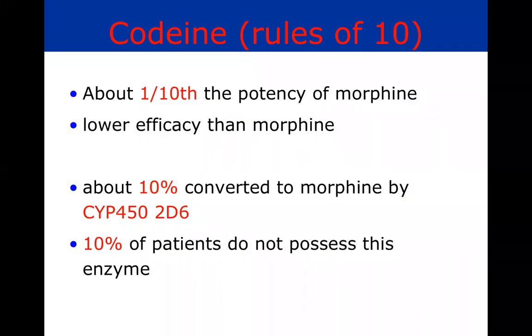So now this is the rule of 10 regarding codeine. Codeine represents about one tenth the potency of morphine. It has lower efficacy than morphine. About 10% is converted to morphine by the CYP2D6 enzyme, and 10% of patients, or of the population, do not possess this enzyme.